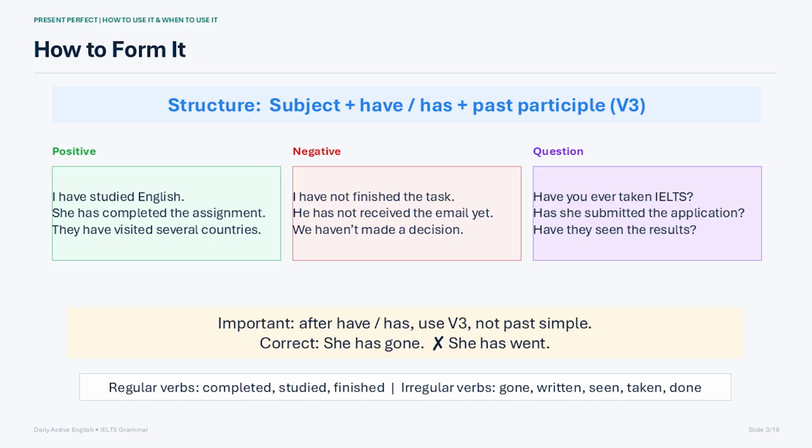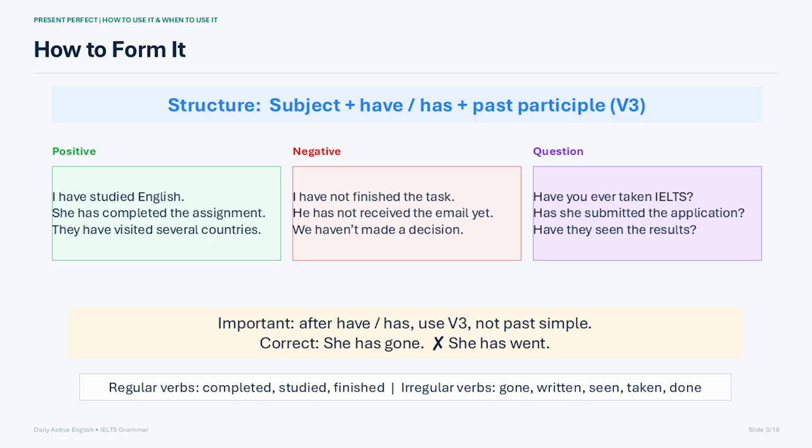For negative sentences, we use subject plus have not or has not plus past participle. For example, I have not finished the task. He has not received the email yet.